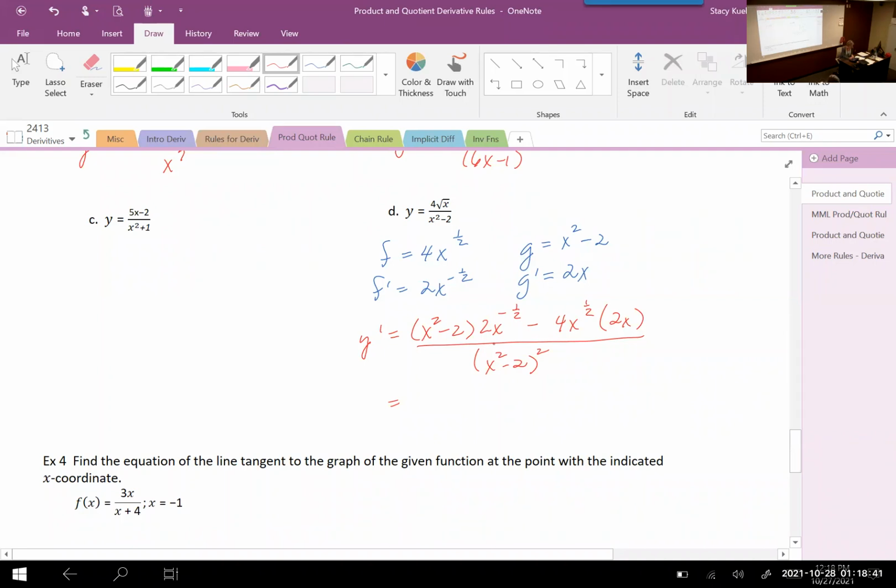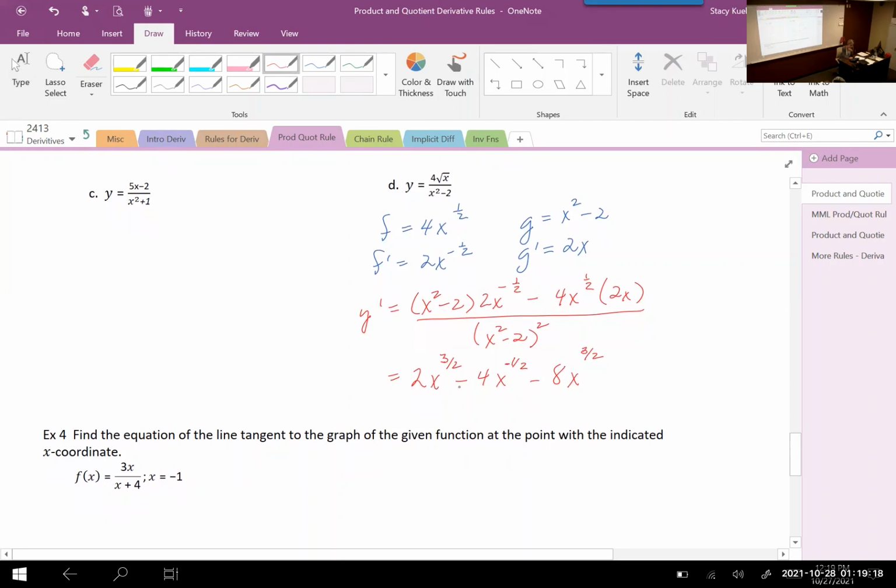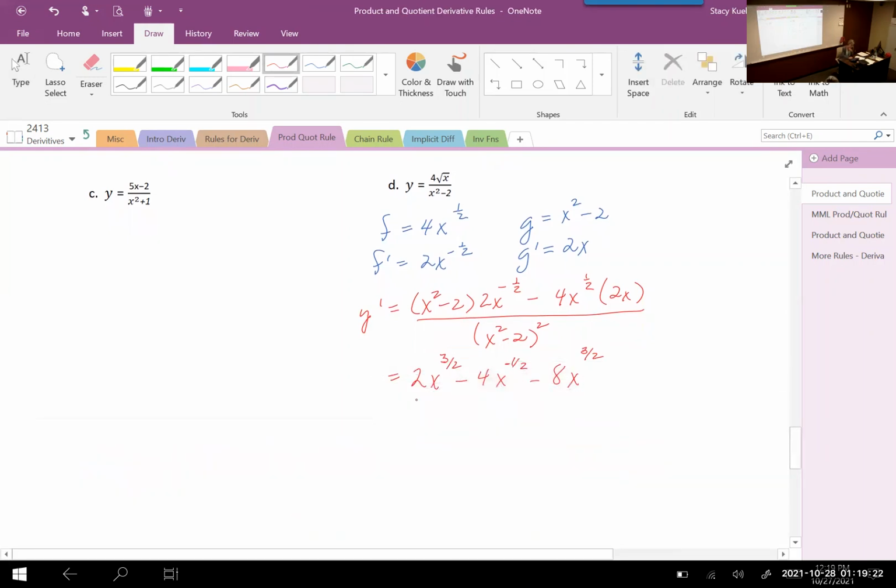So we're going to simplify this. I'm going to take the 2x to the negative 1/2 and distribute it in, and I would get 2x to the positive 3/2, minus 4x to the negative 1/2, minus 8x to the 3/2, all over the denominator, x squared minus 2 squared.